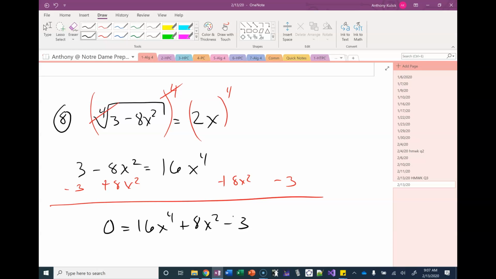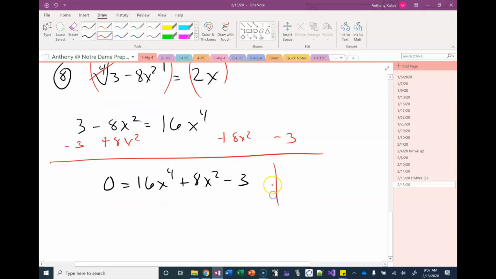Jack, are we good to here? Did you get this far when you tried it? And then you were kind of stuck on what to do at this point? So this is a degree 4 polynomial, right? But it only has 3 terms. If I look at this polynomial, it is in the quadratic form, isn't it? Remember that from last semester? So this is something we can factor.